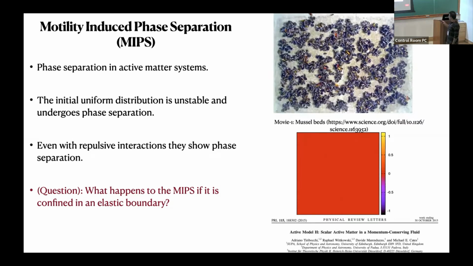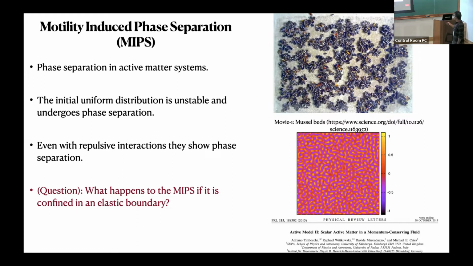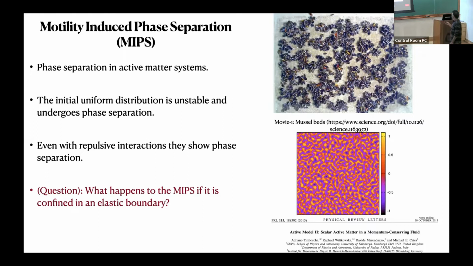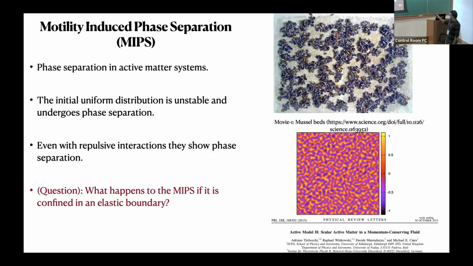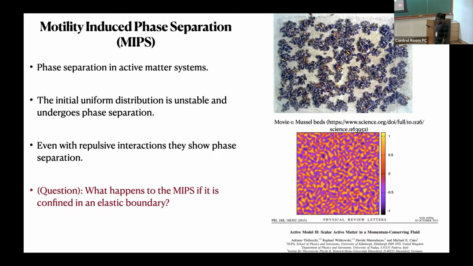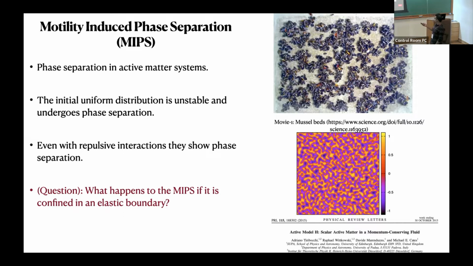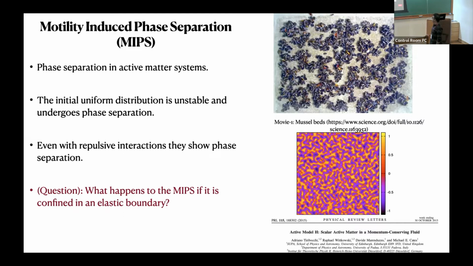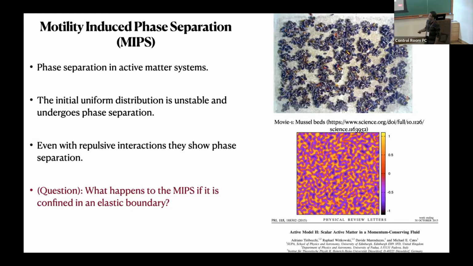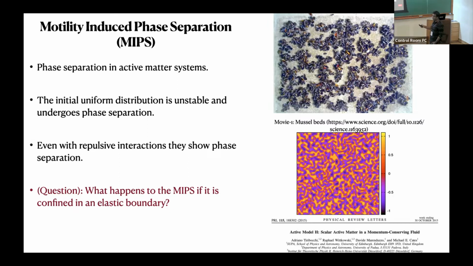Another example is from a simulation from Michael Cates' group, from active model H, and this is phase separation for contractile swimmers, and at a particular length scale they arrest the coarsening. There are hydrodynamic interactions between the swimmers. So we ask the question: what happens to the MIPS if it is confined in an elastic boundary, and that boundary can deform and also propel, like it's flexible?